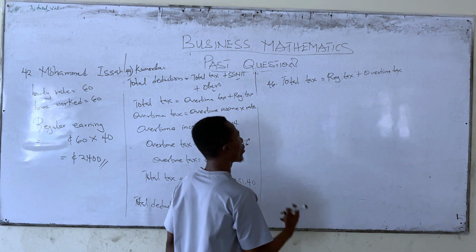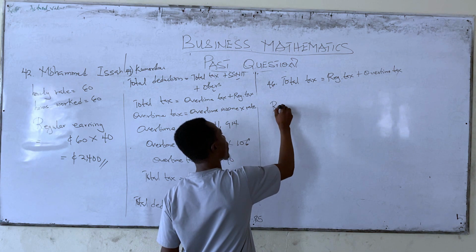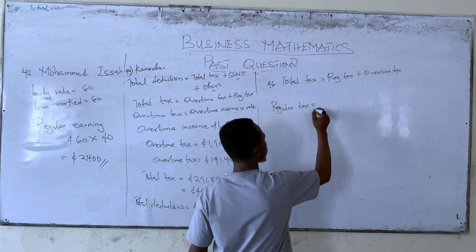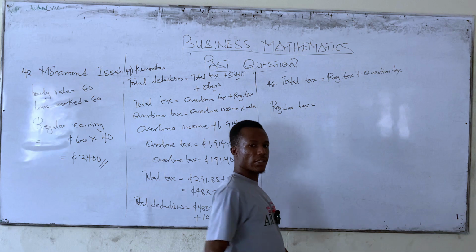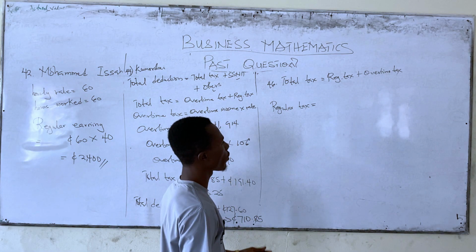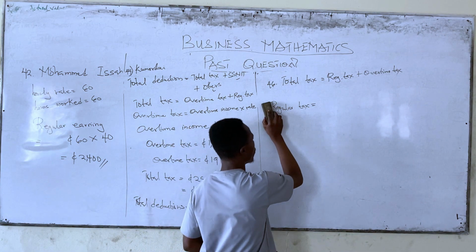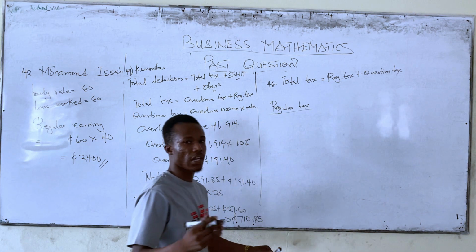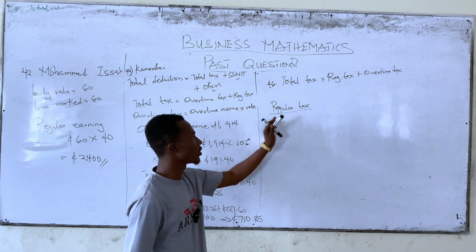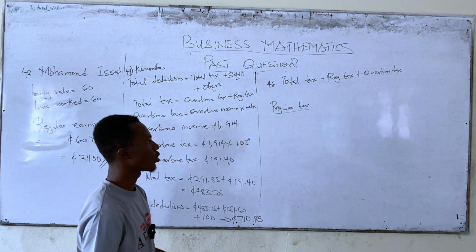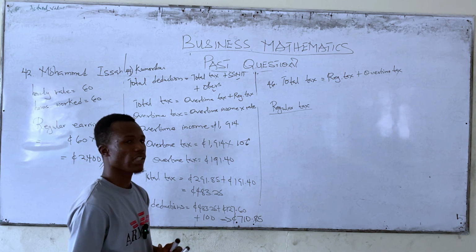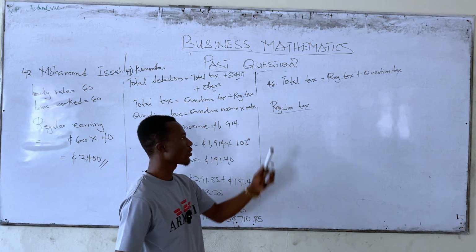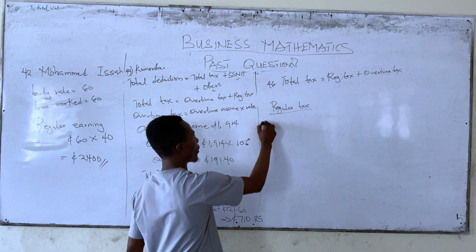So now how do you get the regular tax? For regular tax, we don't have a formula, but we are just going to use the table. So you just have to get your taxable income. You first have to get your regular earning, then you subtract your allowances to get the taxable income, then use the taxable income for the table. As simple as that.